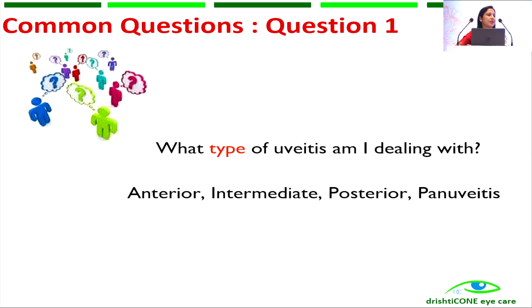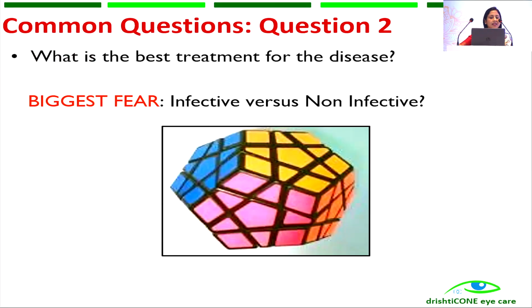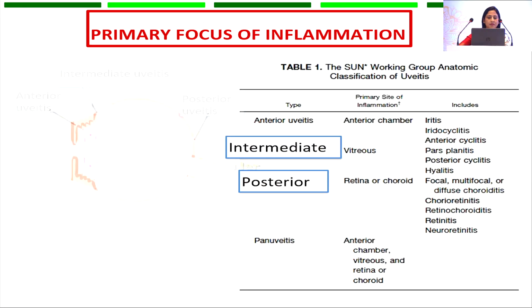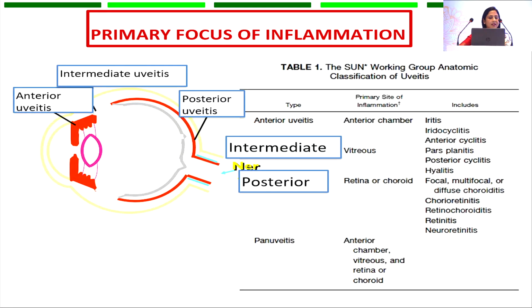Uveitis is a relatively difficult topic. Whenever we are seeing a patient of uveitis, the first thing that comes to our mind is what kind of uveitis am I dealing with? And secondly, what is the best treatment for the disease? We are always worried whether the disease is infective or inflammatory, because the treatments are totally opposite. So we know the SUN classification, and today we would only be discussing something that happens behind the lens, that is intermediate, posterior, and panuveitis.